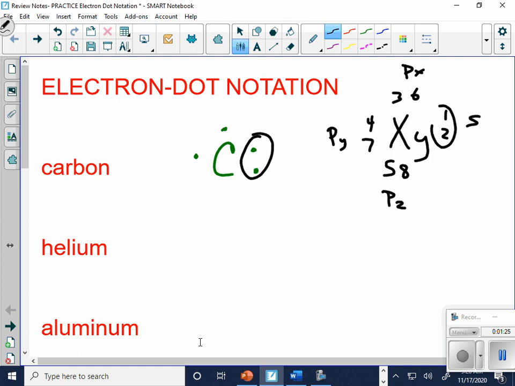Now we look at helium. Okay? Helium is in group 18. Group 18 tells us that we have 8 valence electrons. Is that the case for helium? Why not, Olivia? Because helium only has 2. So helium fills its outermost energy level with 2 electrons. So I go at the 1 spot and the 2 spot. There is helium.